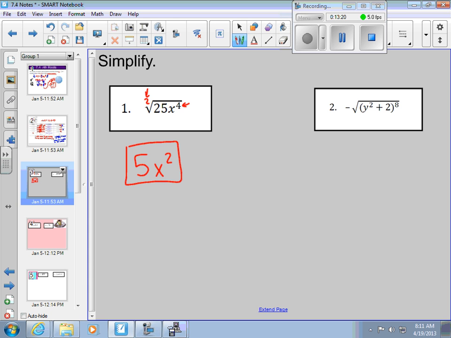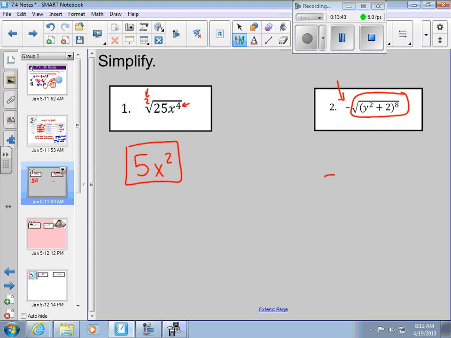Let's try another one, number 2. On this one, we do see we have a negative. The negative, however, is not inside the square root, it's outside the square root. So we can just put that down in our answer. That negative is just going to fall right down to our answer. We're really just concerned with the root part of it. We have y squared plus 2 to the 8th power, and then the square root of that.